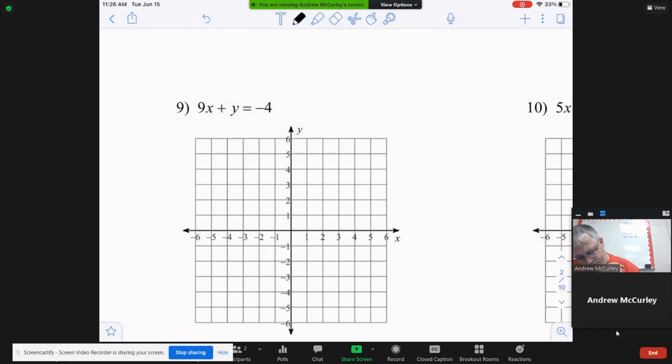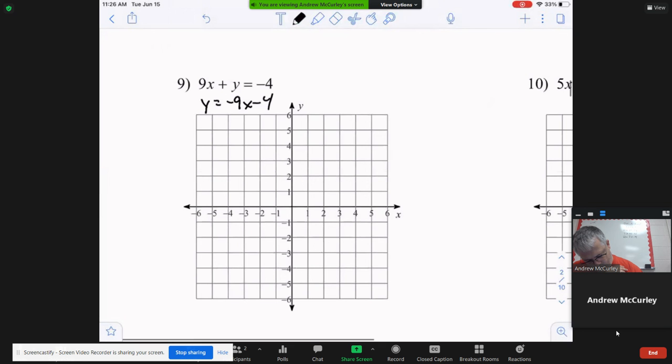So what I'm going to have to do for this one is go back to the other way. 9x minus 4. So negative 4 is my intercept. I'm going to go over 1 and up 9. So let's drag there all the way up to here.